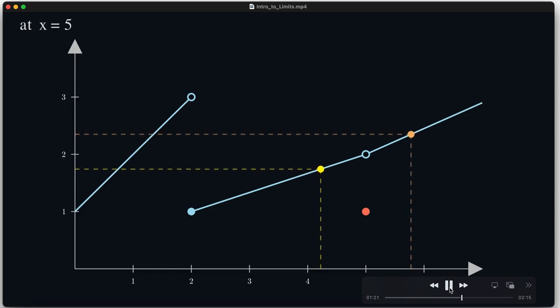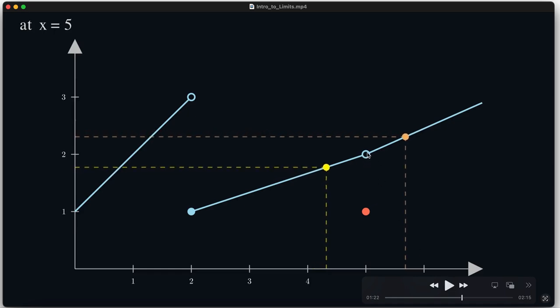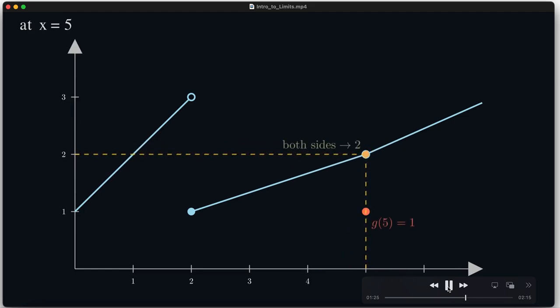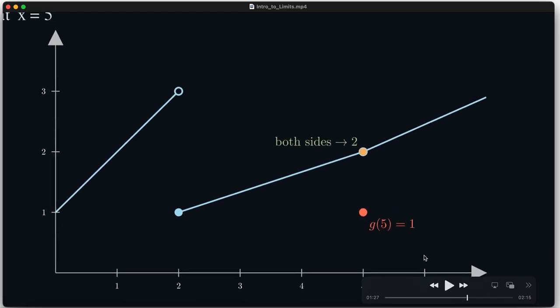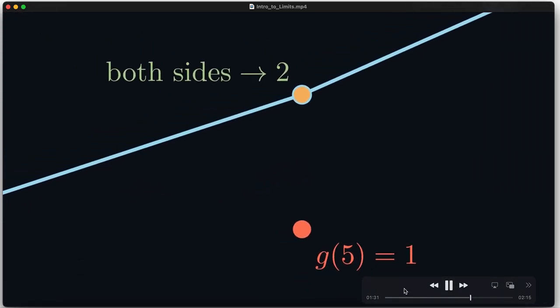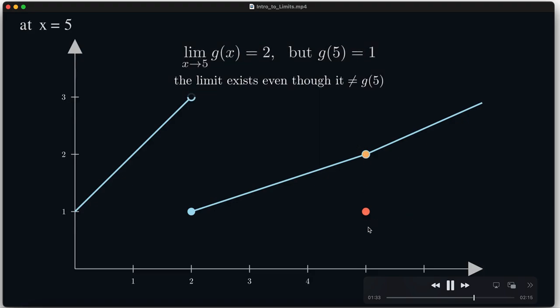But in contrast to that, we saw this example earlier. The function has a hole here, but it jumps down here. It is defined, but in this case the limit from both sides does converge to 2, so we say that this limit is 2, even though the function, right, has a jump there.